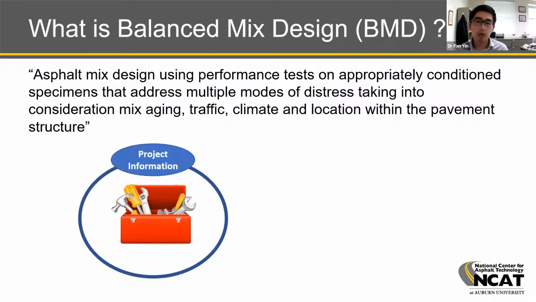In order for us to use it, we need to have some information. The first one is the project information. Is this going to be in the state of Alabama, where we have a very hot summer, or in a northern state where they are struggling with cold weather in the wintertime? What about the traffic? Is this going to be on an interstate or a local, low volume road? With that information in mind, we need a good understanding of the anticipated pavement distress. Are we concerned about rutting, or cracking, or moisture damage, or a combination?